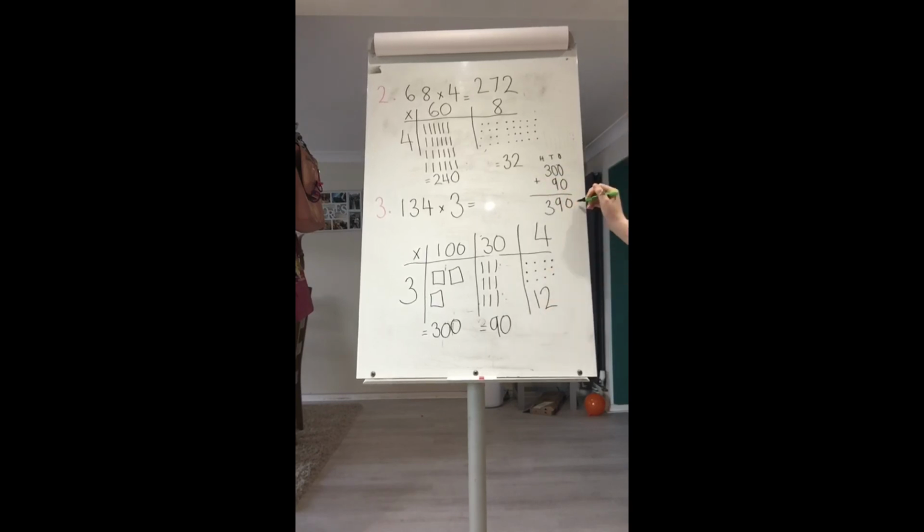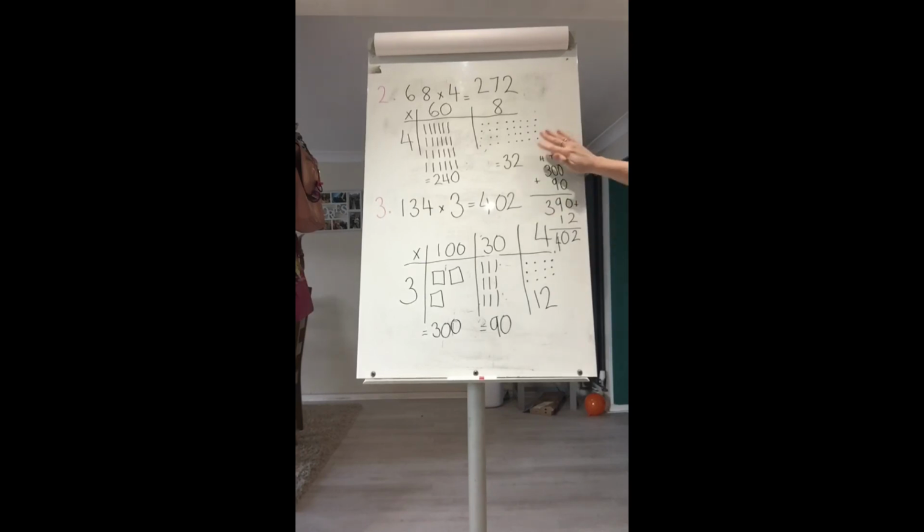Now I need to add 12. No ones and 2 ones is 2. 90 plus 10 is 100. So I'm going to keep my 1 for my 100 down here so I don't forget it. And then we've got 300 plus 100 is 400. So our answer is 402.